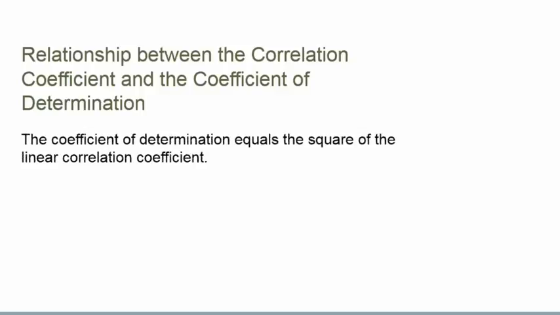Relationship between the correlation coefficient and the coefficient of determination. The coefficient of determination equals the square of the linear correlation coefficient. So our coefficient of determination is r squared, and our correlation coefficient is r.